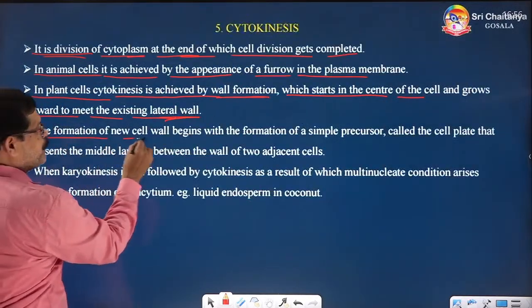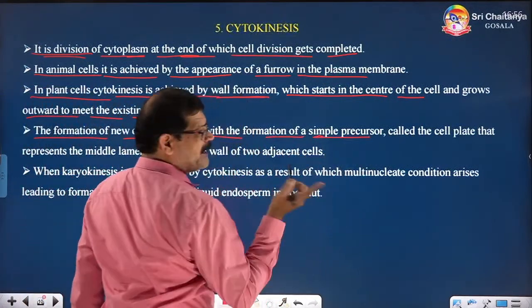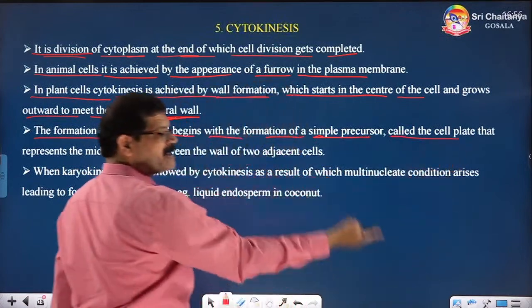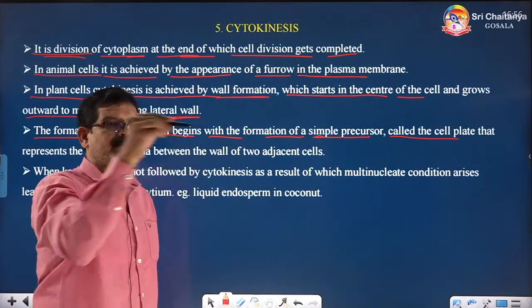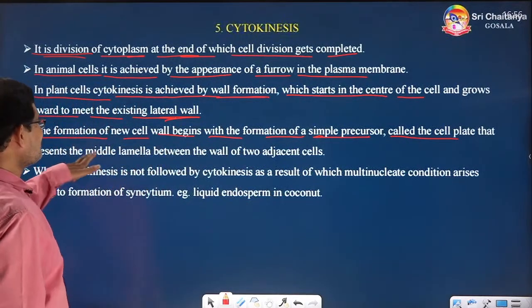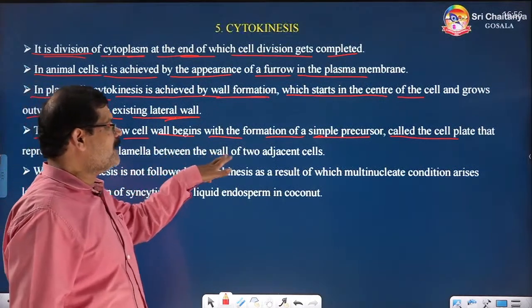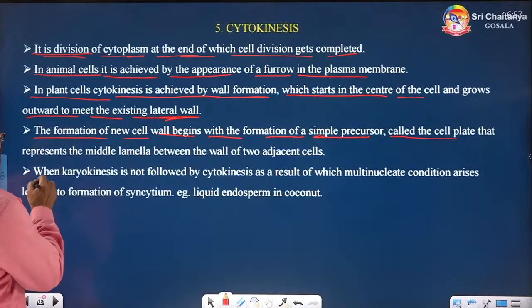The formation of a new cell wall begins with the formation of a simple precursor which is called a cell plate. Just now I have shown you, that is called a cell plate. From center to the periphery, what is formed here is called the central plate, which represents the middle lamella between the walls of the adjacent cells.